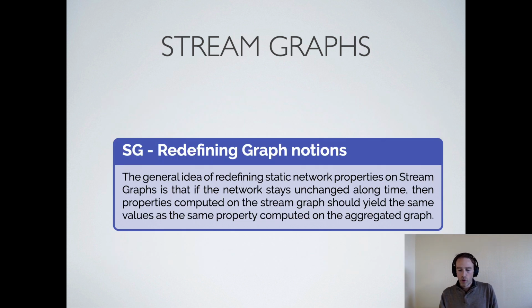So having introduced this new notion, we can redefine static notions on stream graphs. The principle is to have a definition such that if the nodes and edges are present all the time, then the score computed with the redefined notion on stream graphs will be exactly the same as on a static graph. If you take a static graph and extend it for a period of time, you apply the notion we define on this stream graph, and you should get the same value as on the original static graph.